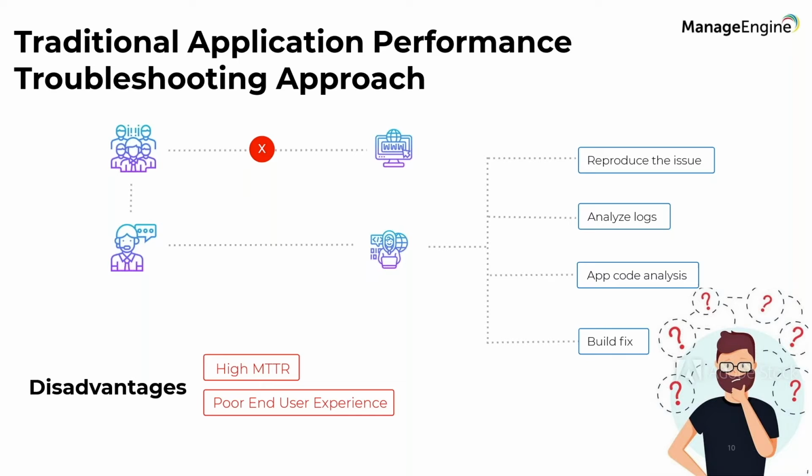So when you get a complaint, typically the users reproduce the issue. They analyze the logs, app code analysis is performed, and then they try to build a fix. So this is how it commonly works. The disadvantage of this method is high MTTR, and end user experience is definitely impacted, because all these are very time consuming tasks: reproducing the issue takes a significant amount of time, then analyzing the logs, then the app code analysis, and then building a fix and testing the fix definitely consumes time.